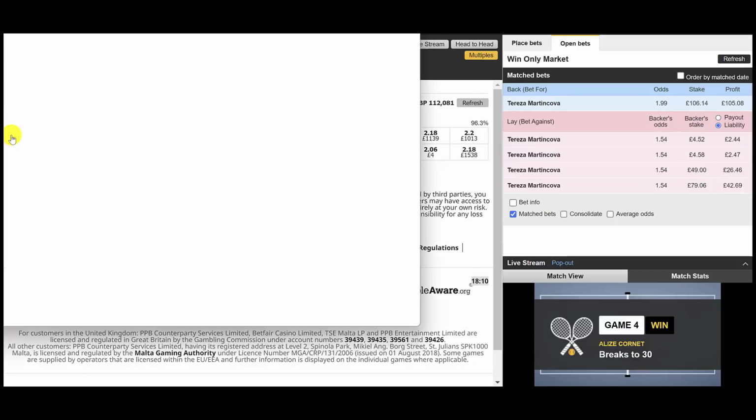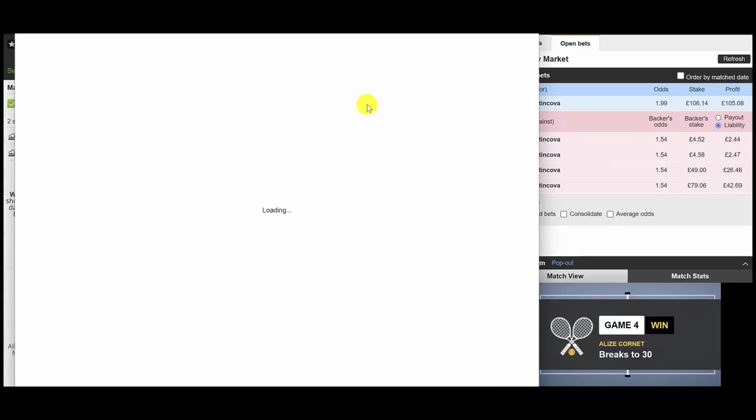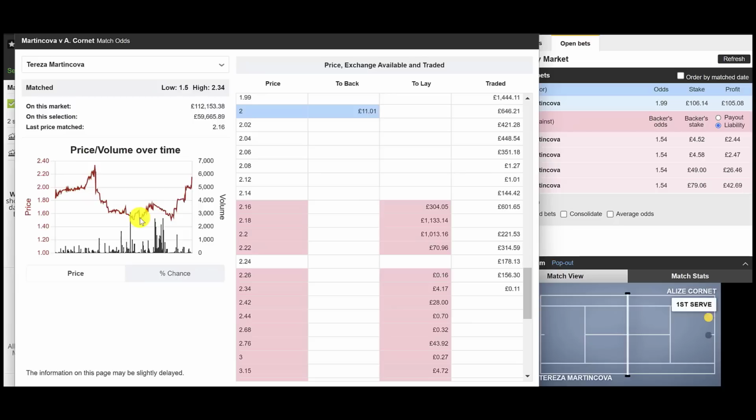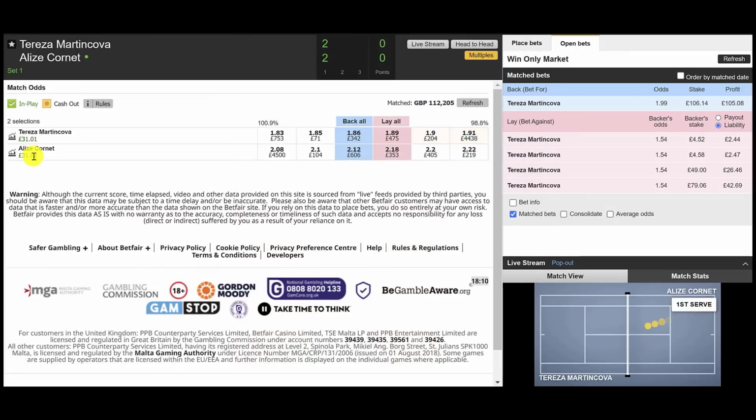Martinkova took an early lead in the first set. Okay, she didn't win the first set, but her price moved in a very nice direction. So starting around evens, went down to 1.6-ish, and yeah, then we got involved, and obviously it's been leveled in that first set, and we're out with a profit.